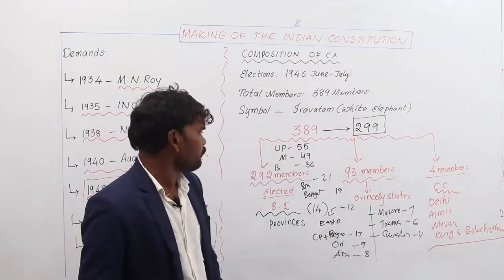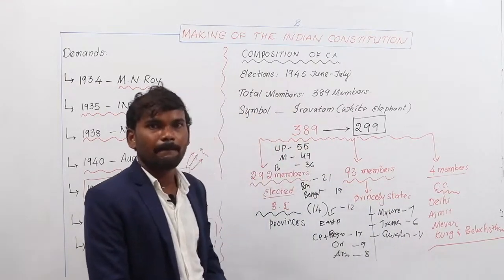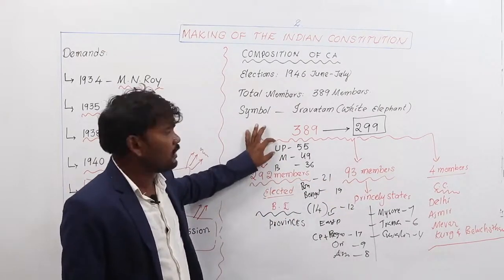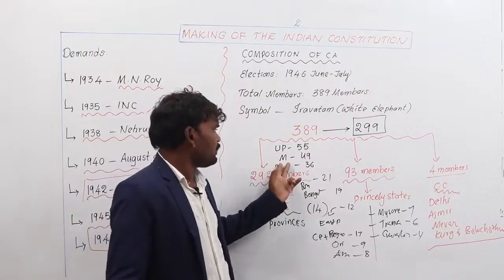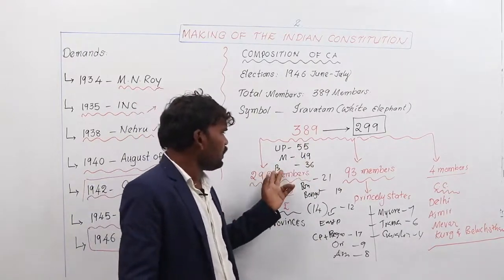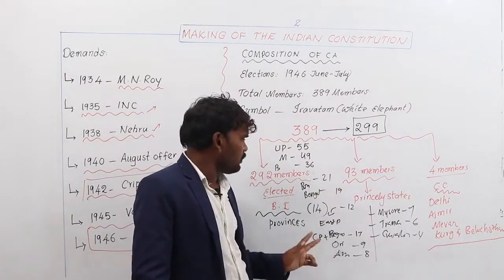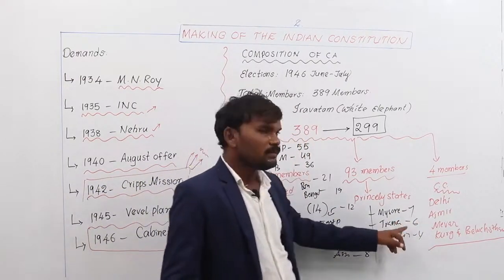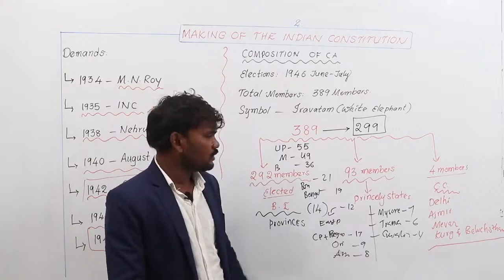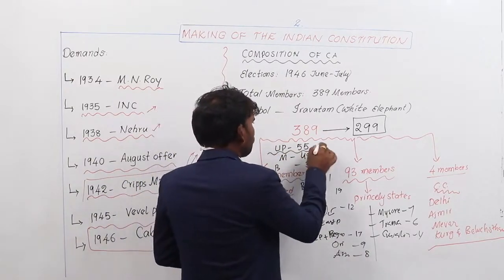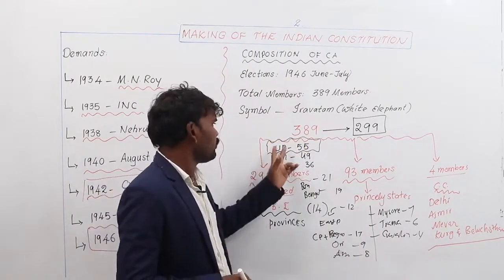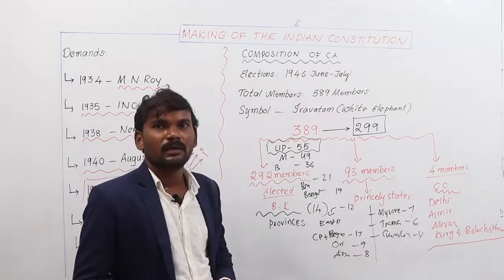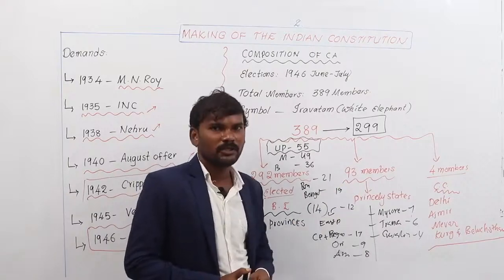Here there is scope to ask a question: which province or princely state sent the largest number of members to the Constituent Assembly? United Provinces sent 55 members, followed by Madras with 49, Bihar with 36, Bombay 21 and Bengal 19. Among the princely states, 7 members were from Mysore, 6 from Travancore, and 4 from Gwalior. This is an important point: 55 members from United Provinces versus 7 from Mysore, so United Provinces is the largest. There is scope to ask this question.